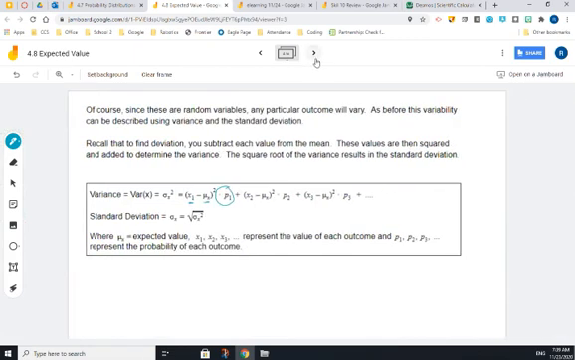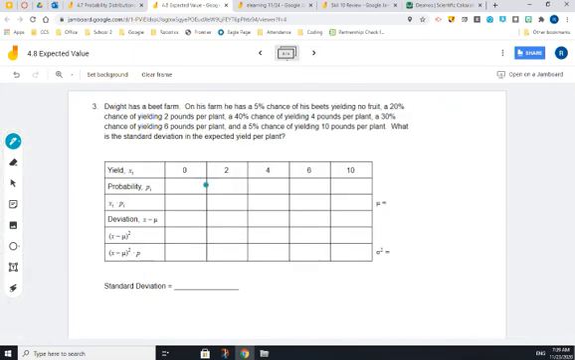Okay, so let's see how much variation Dwight can expect from his beet farm. We already figured out some of this stuff. This is 0.05, this was 0.2, this was 0.4, this was 0.3, this is 0.05. We were given those numbers. And then we've already multiplied these in the last problem, and we got 0 and 0.4 and 1.6 and 1.8 and 0.5. When we added all those together over here, we got a mean of 4.3. So that was our expected value. Okay, so now let's finish finding this standard deviation by filling in our table here.